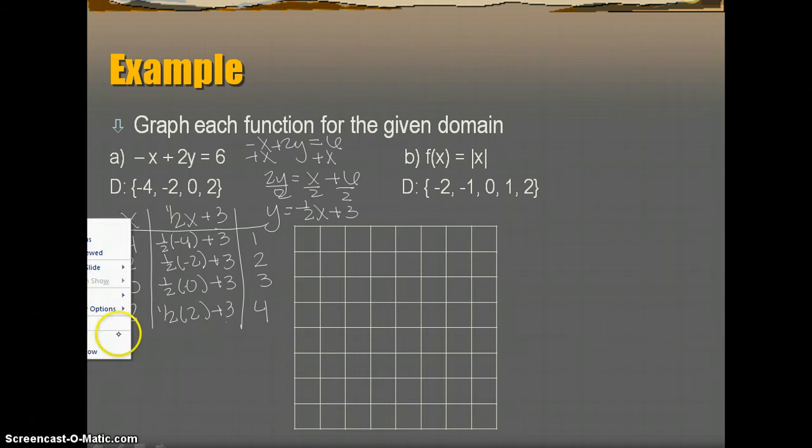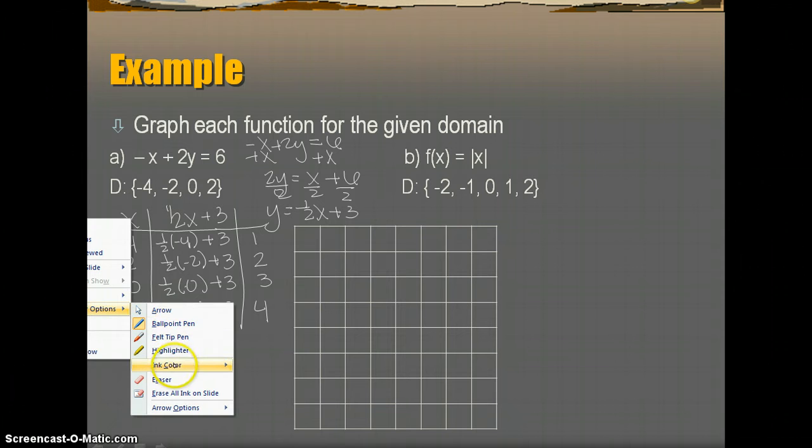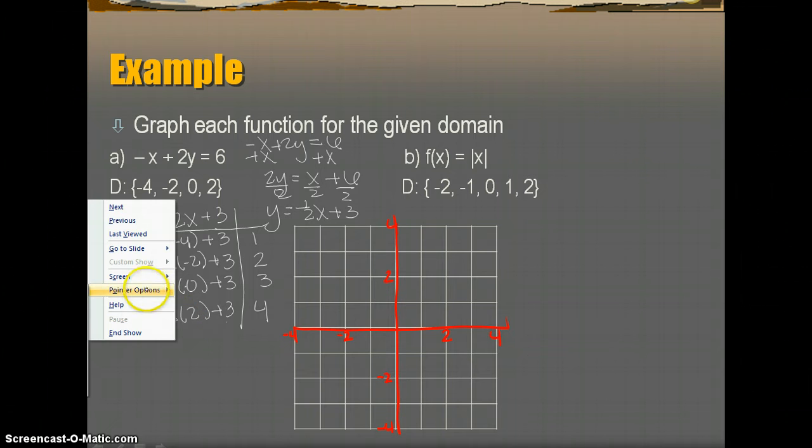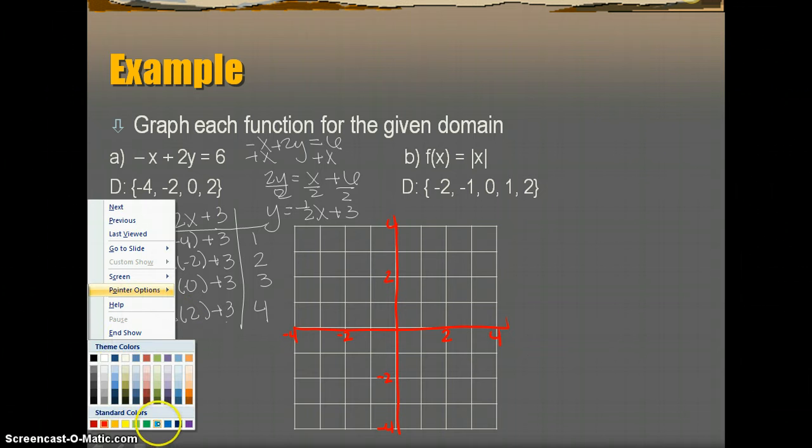From here, I'm going to go ahead and graph this one in blue. But I'm first going to set up my graph. And again, the first thing that you always want to do is to get your x and y axes drawn in and labeled. So we'll go 2, 4, 2, 4, negative 2, negative 4, negative 2, negative 4. And I'll do this specific graph in blue.